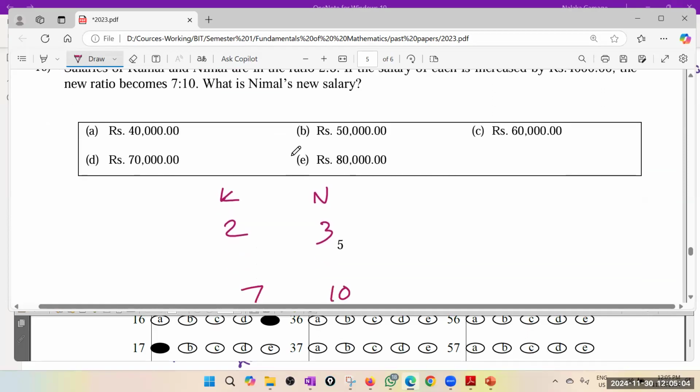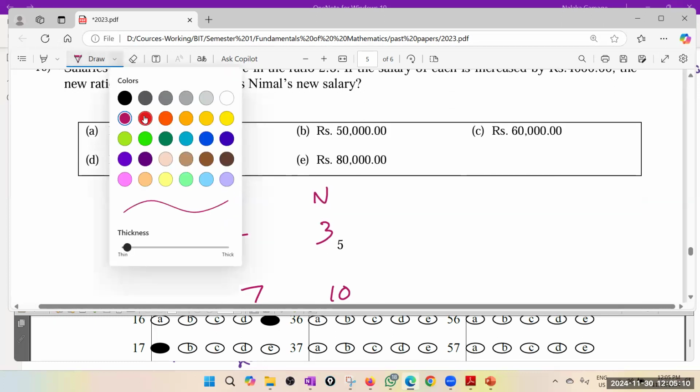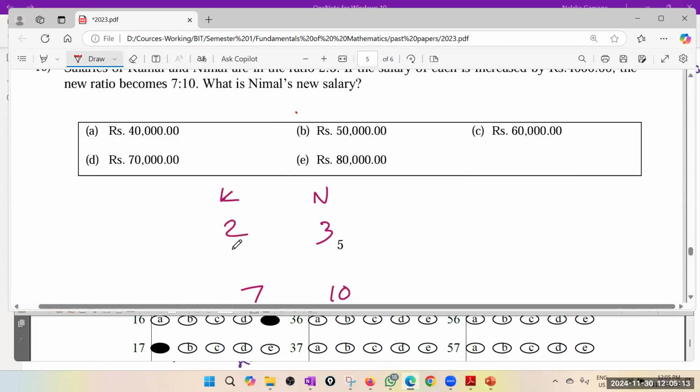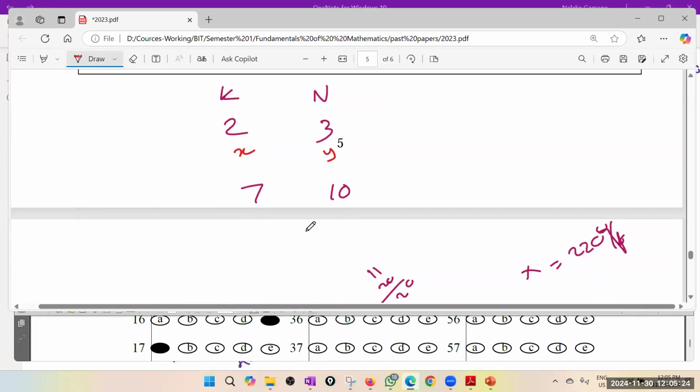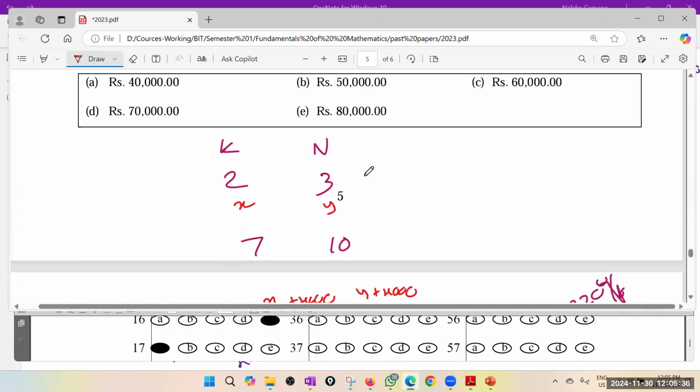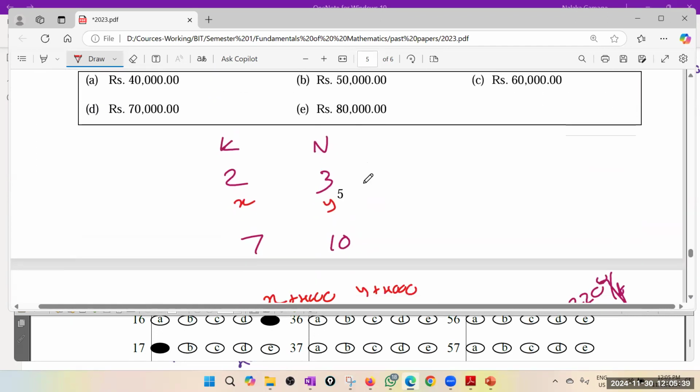Let's assume the earlier salaries of Kamal and Nimal were X and Y. Now they are X plus 4,000 and Y plus 4,000, because both salaries increased by 4,000. The new ratio is 7 to 10, while X to Y is 2 to 3.